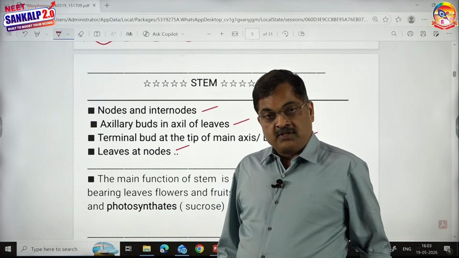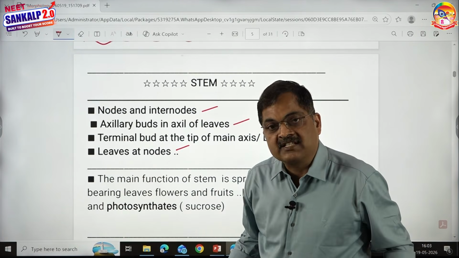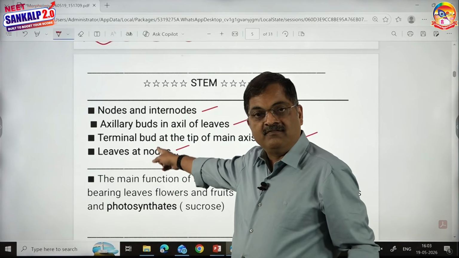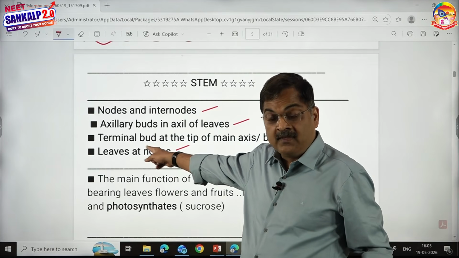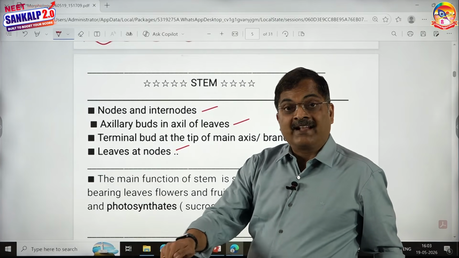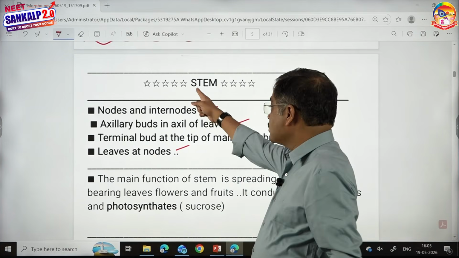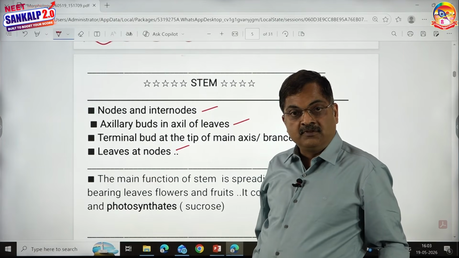All right. So look at the prop roots of banyan. Why are you not calling it a stem? Because it doesn't have any of these. Are you following? Then what about rhizome, corm, stem tuber, bulb, underground stems? Why are you not calling them roots? Why are you calling them stem? Because all of them have these characters. Did you follow what I said?